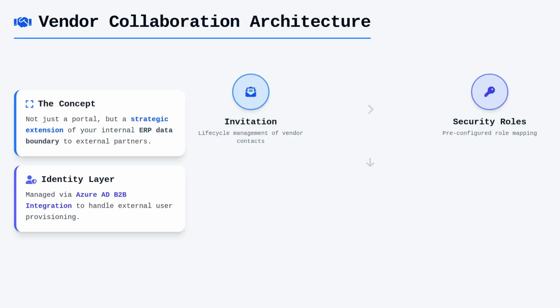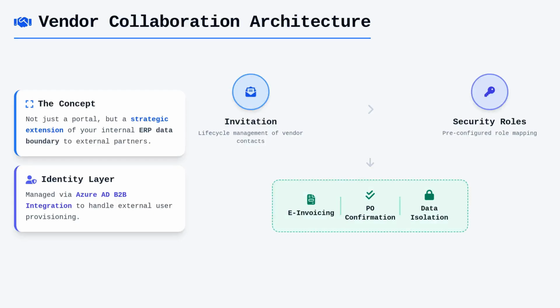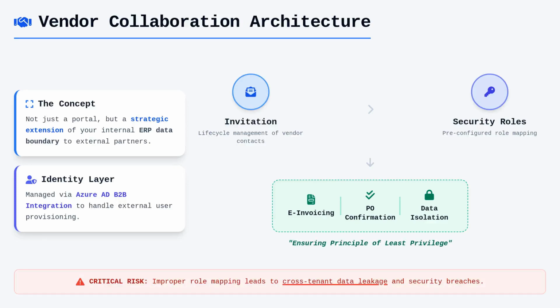You must ensure that the security role assigned to these external users aligns with the specific actions they are permitted to perform, such as confirming purchase orders or submitting electronic invoices. If you fail to map these roles correctly, you jeopardize the principle of least privilege, which is critical in an enterprise environment where external exposure must be strictly minimized.